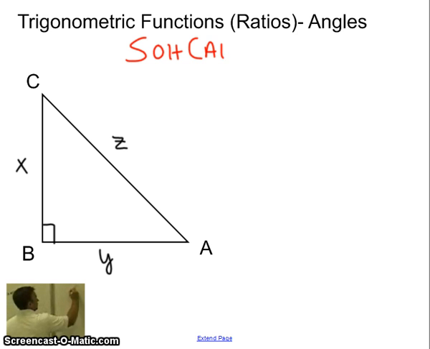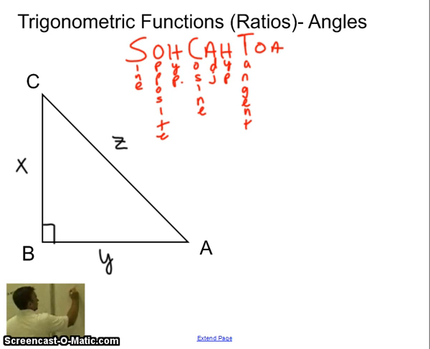SohCahToa. Okay, so we have sine is opposite over hypotenuse. Cosine is adjacent over hypotenuse, and tangent is opposite over adjacent.